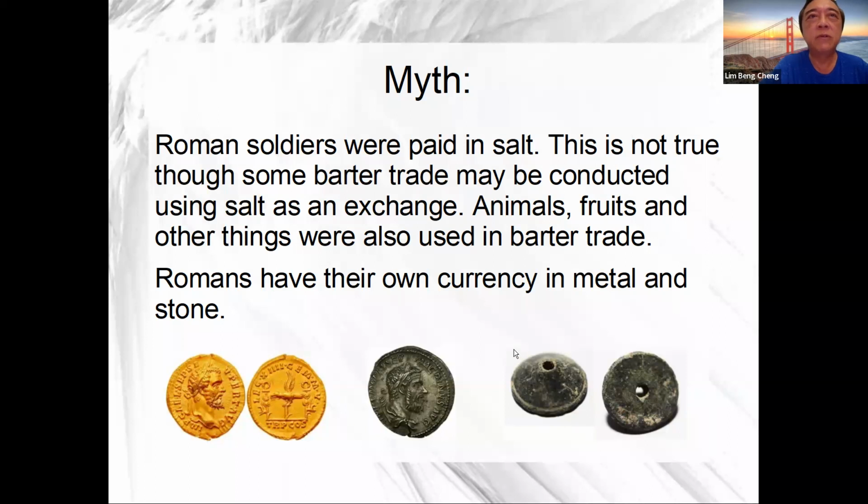And then the market will decide, okay, how many pieces of silver or gold can be used to exchange a chicken, a pig, or maybe a kg of pork.